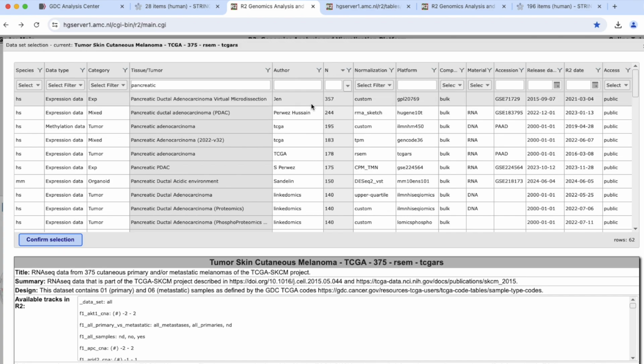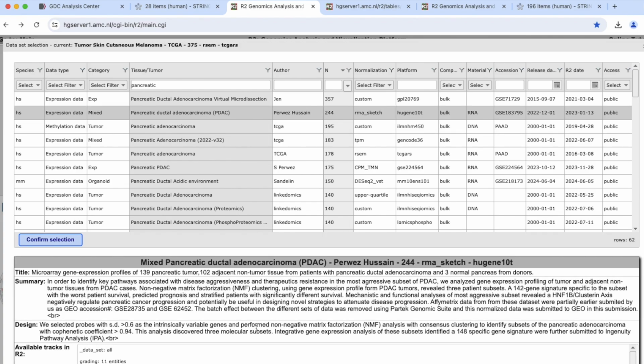All right. Now what I want to do is find a pancreatic data set that isn't, let's see, this is bulk. This doesn't say RNA. I want RNA. So let's go on the second one, pancreatic ductal adenocarcinoma PDAC. Select that. This is telling you microarray gene expression profiles, 139 pancreatic tumors versus 102 adjacent non-tumor tissue. I like the adjacent tumor. I think it's a better comparison, so let's look at that. So confirm selection.